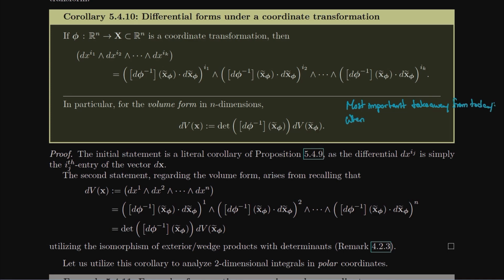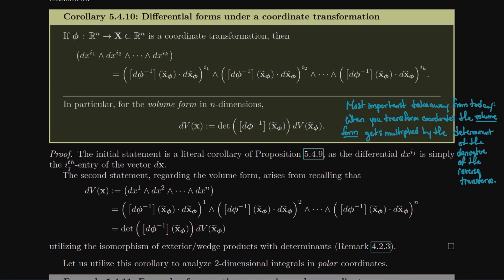is when you transform coordinates, the volume form, which is the most important form in multidimensional integration, gets multiplied by the determinant of the derivative of the inverse transform. We're going to keep that in mind for the rest of today, and actually for the rest of this section when we handle the next video as well. So you multiply the volume form by the determinant of the derivative of the inverse transform.